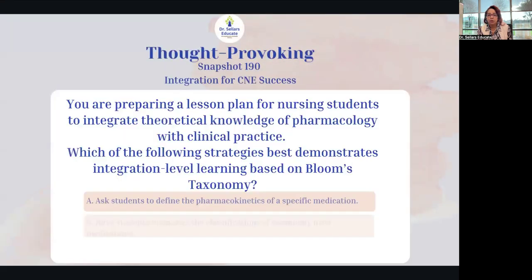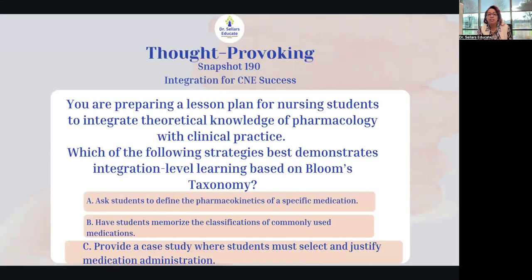The how is what you want to consider as well. And if you chose C, you are correct. Providing a case study where students must select and justify medication administration is going to be the best strategy to demonstrate integration. We want students to engage in high impact learning strategies, right? And our ability to do that is we have to be knowledgeable about exactly what those are and how they align with learning theory and ultimately our learning objectives and those exam questions or those evaluation strategies that we're using to validate that learning has actually happened.